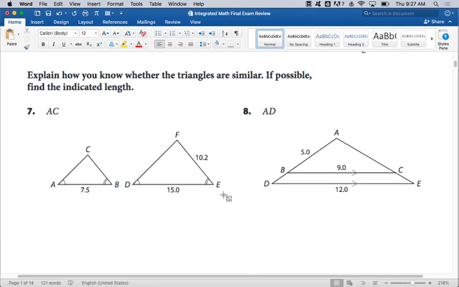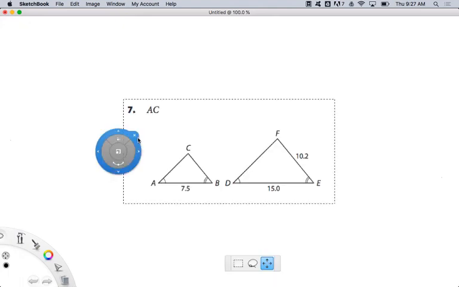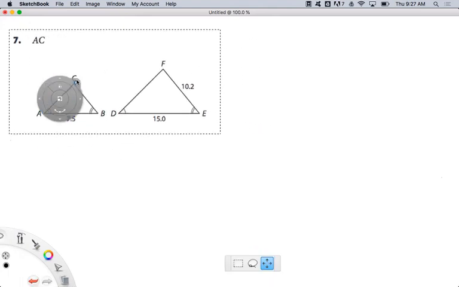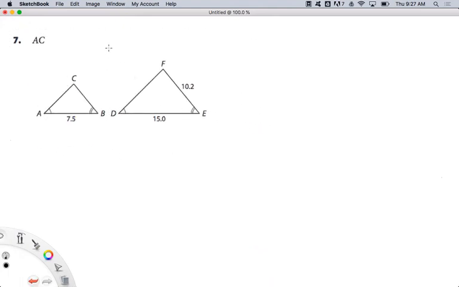Take a look at number 7. Now, number 7, I want to modify the problem a little bit. So go ahead on your packet. Just write 12 here as if it had been given to you. Okay, so I just want to modify that problem just a little bit. So write 12 there as if it had been given to you.